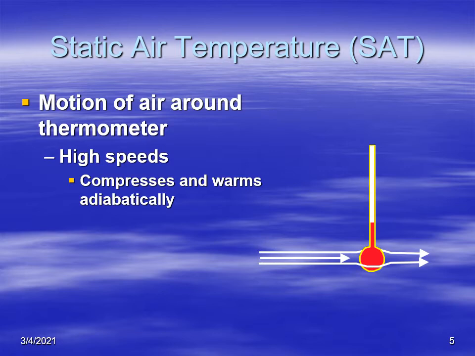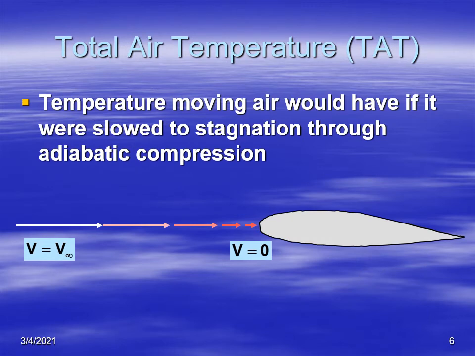But if you're moving very fast, let's say 200 or 300 miles per hour, then you start to have compression against the thermometer bulb. In other words, the air slows down and it warms adiabatically. And that is transferred to the thermometer, and the thermometer will read fictitiously high. We have a temperature we define as total air temperature, or TAT, which is the temperature moving air would have if it were slowed to the stagnation point, or to stagnation, through adiabatic compression.